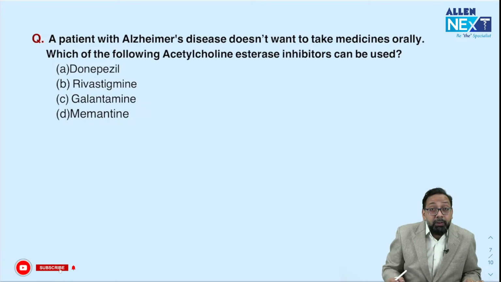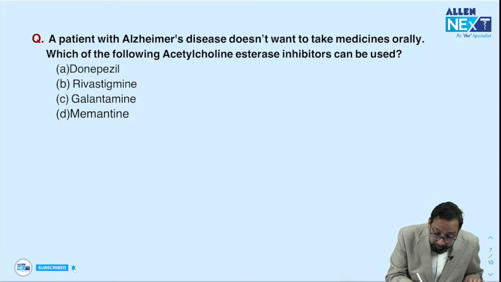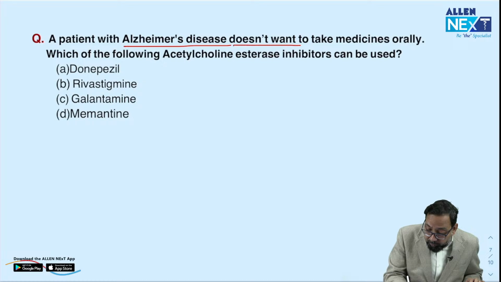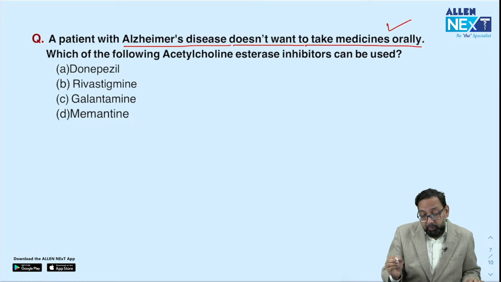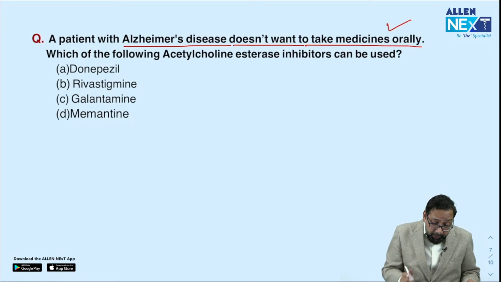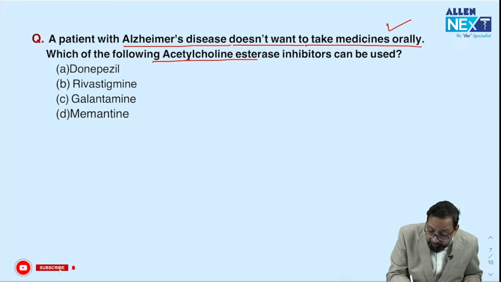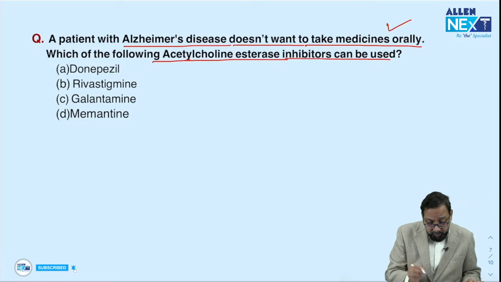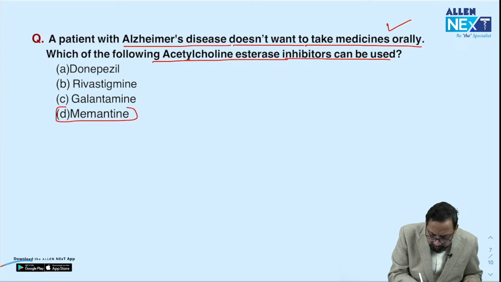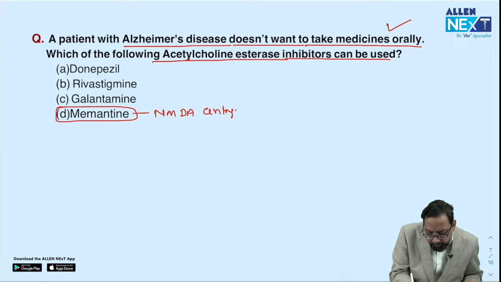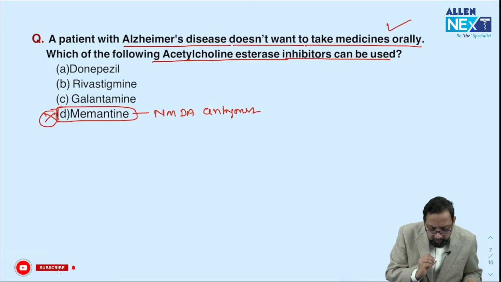Again, this is a little bit controversial. An Alzheimer's disease patient does not want to take medicine orally. Which of the following acetylcholinesterase inhibitors can be used? First of all, memantine is not the answer because it is an NMDA antagonist. So this is ruled out.